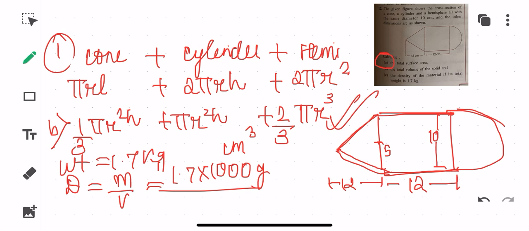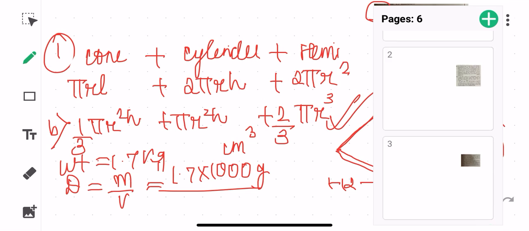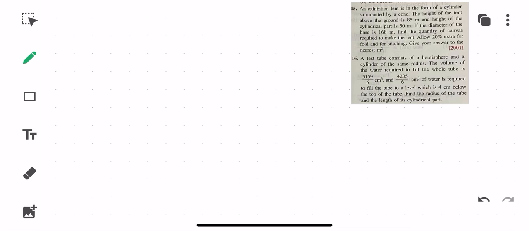Alright, so this question is an easy one. Totally, question number 12 you can be taking as homework. We'll move on to the next question, children. That is our question number 13. Yeah, this one is 13.